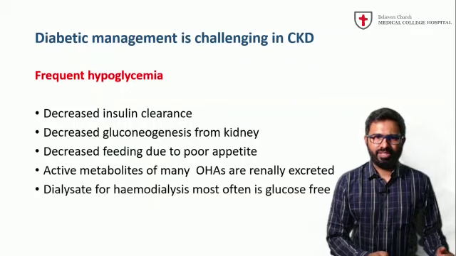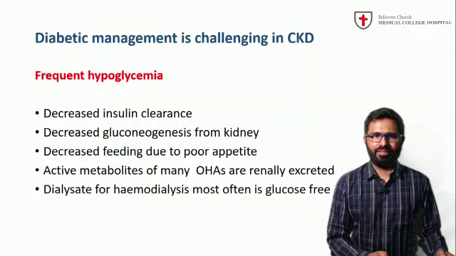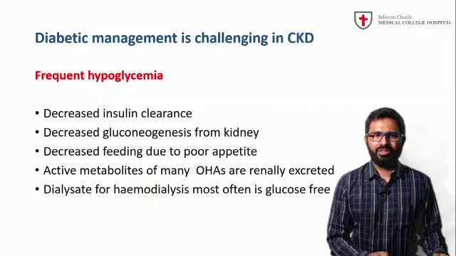There are various reasons for these frequent hypoglycemic episodes. One reason is CKD patients have decreased insulin clearance. Insulin is normally cleared from the kidney. Obviously, with low GFR, insulin clearance will be low, resulting in hypoglycemia. Next reason is these patients have decreased gluconeogenesis from kidney. Kidney normally contributes to 1/3 of gluconeogenesis, rest 2/3 is from liver.